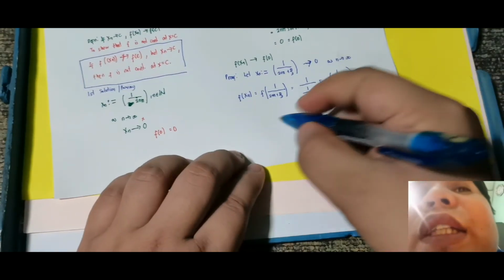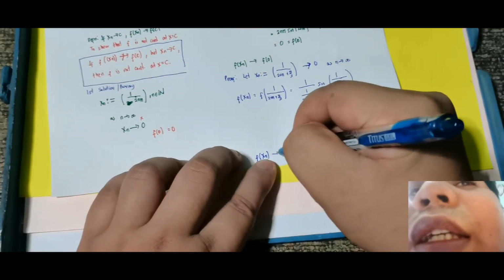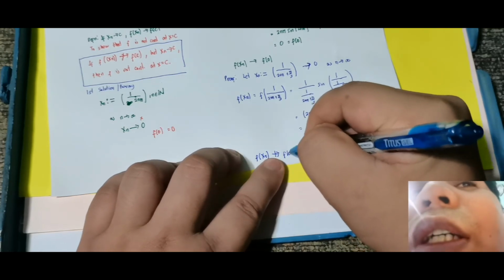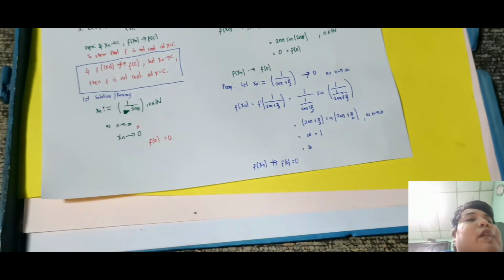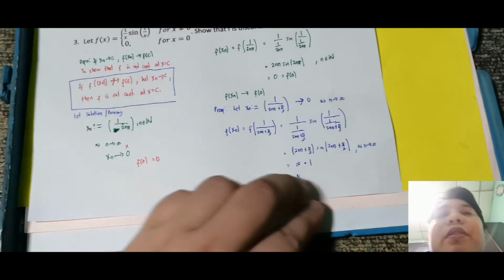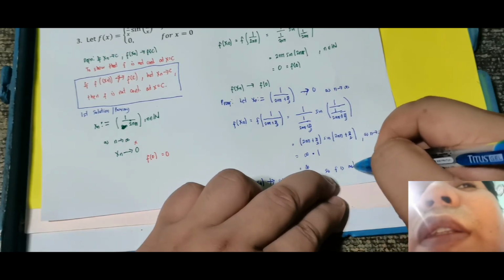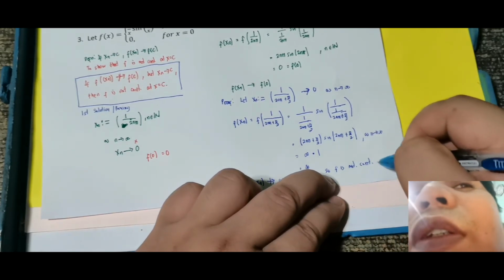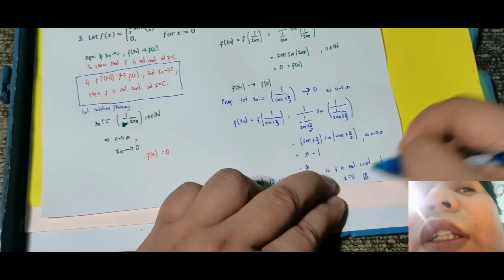So, ano nangyari? Nakahanap ako ng f of x sub n na hindi equal kay f of 0, which is 0. Okay, kasi yung f of x sub n ko is infinity. Therefore, ano masabi ko? So, f is not continuous at x is equal to 0, and that is done.